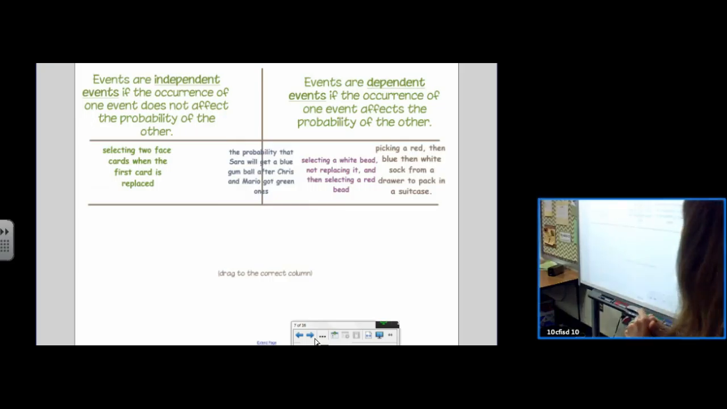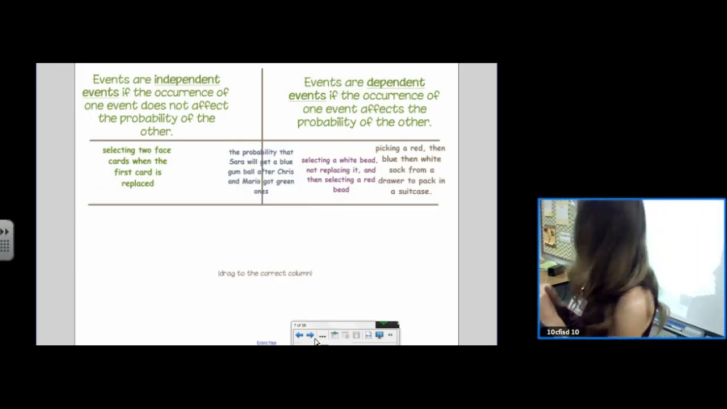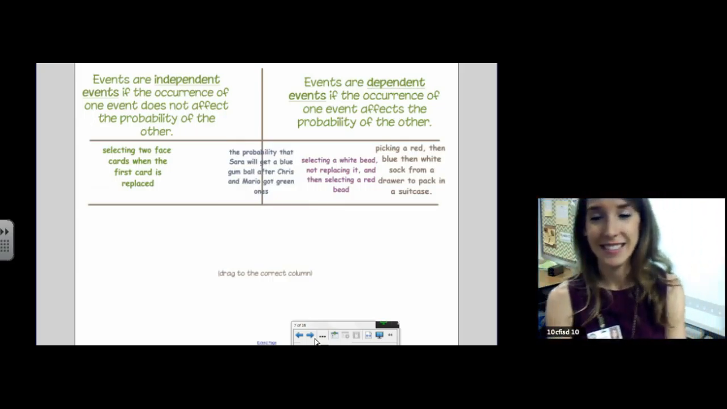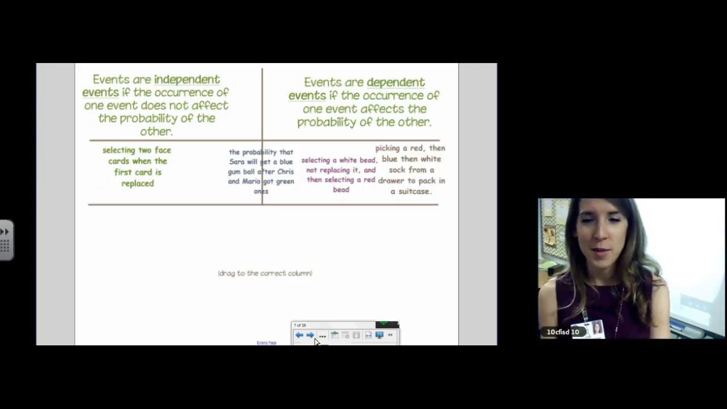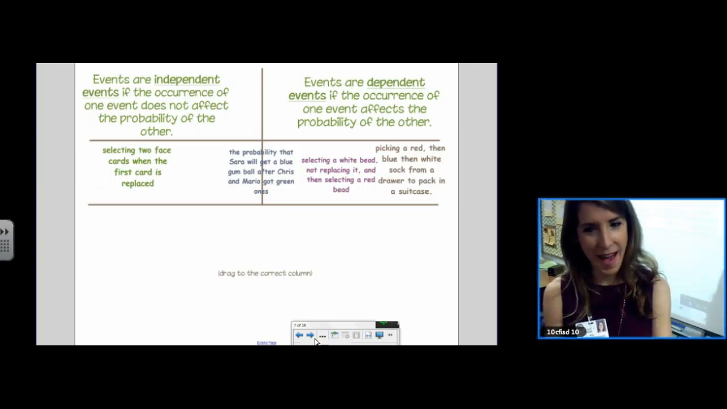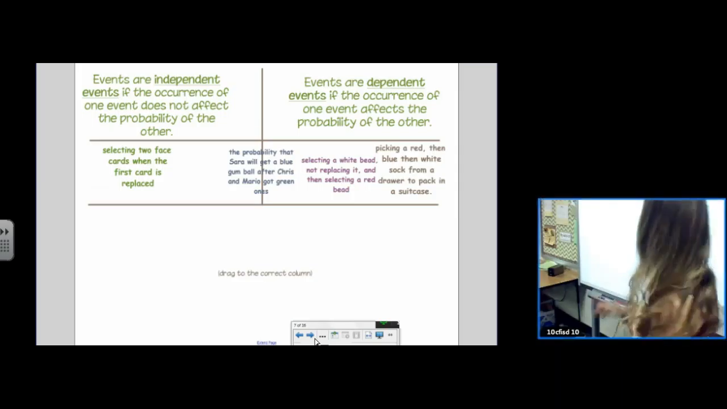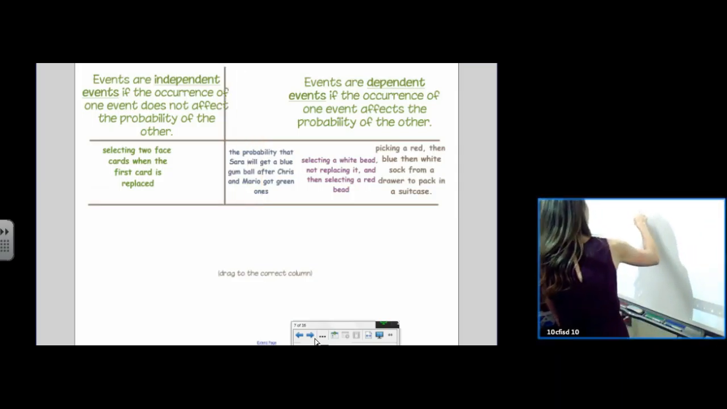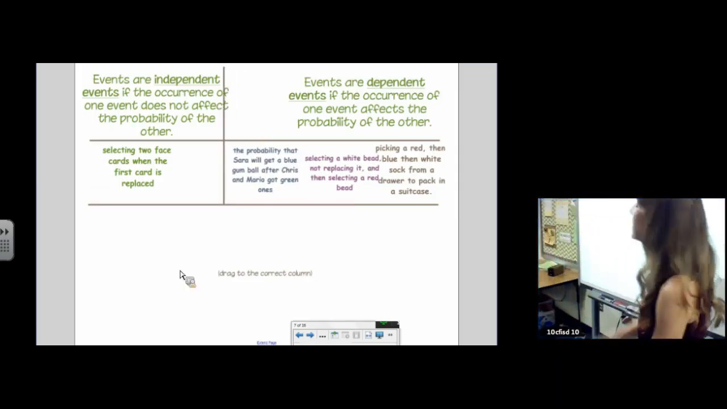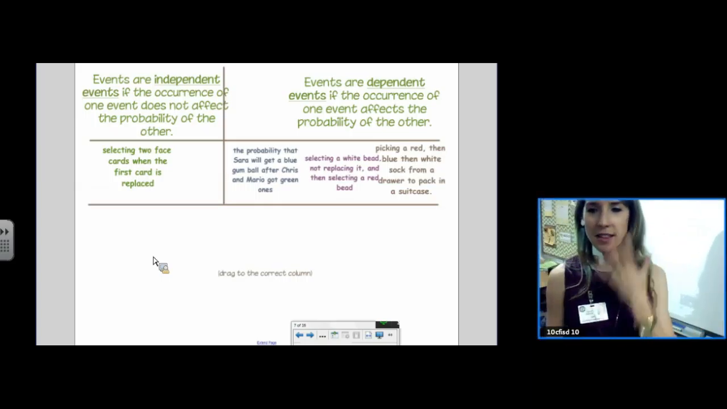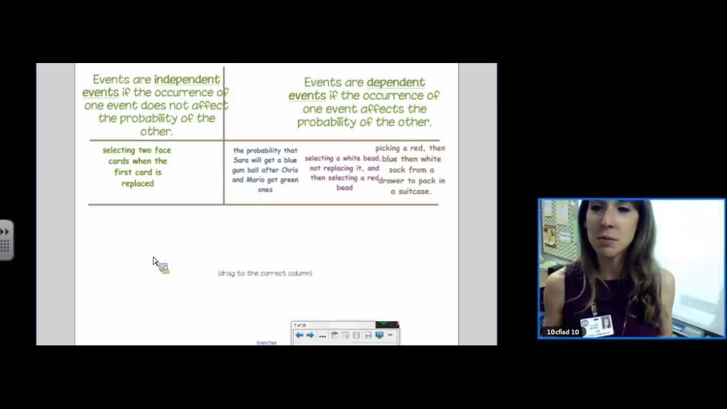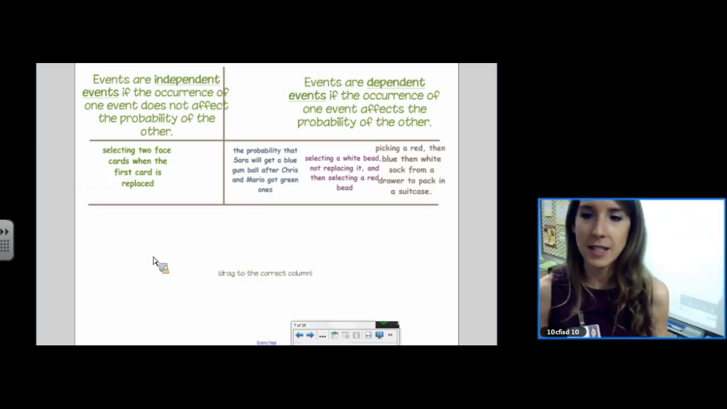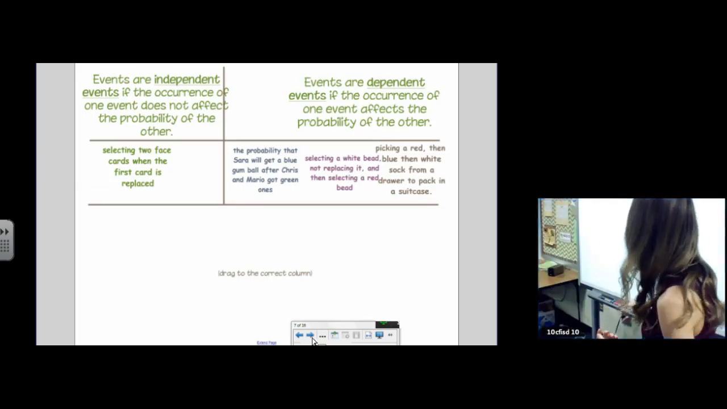Probability that Sarah will get a blue gumball after Chris and Mario got green ones. When you get a gumball out of a gumball machine, do you put it back? No, you do not. So let's move this over. That one is also dependent. Once that gumball comes out, you eat the gumball. I don't care what colors we're picking. It is dependent because the sample space has changed.